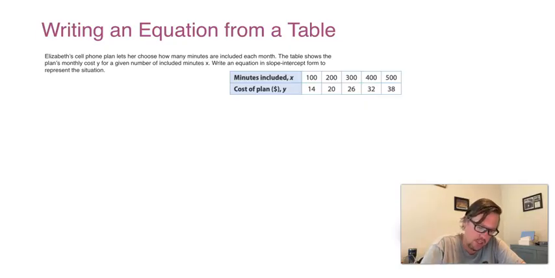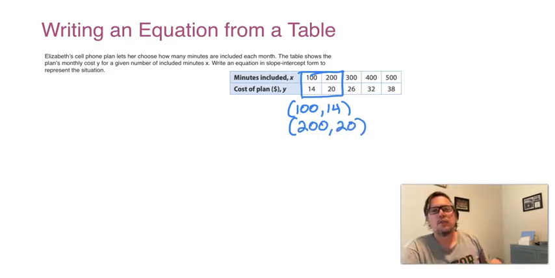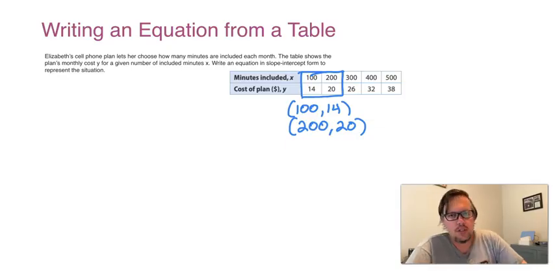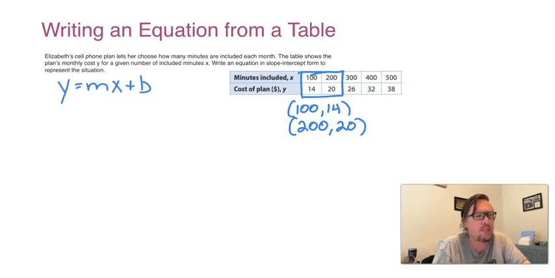So we're going to use these 2 coordinate pairs right here at the end, and those coordinate pairs are going to be (100, 14) and (200, 20). And we're picking those just because they're the lowest numbers. If we picked any 2 coordinate pairs, we would get the same answer. So what are we trying to do? Well, we're trying to eventually get our equation in slope-intercept form, y equals mx plus b.